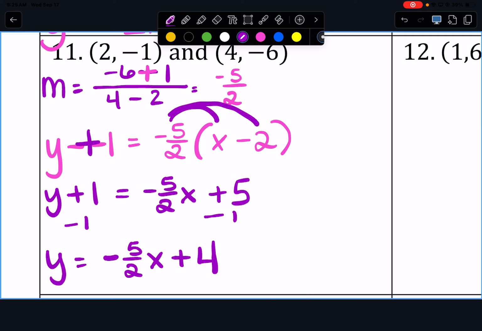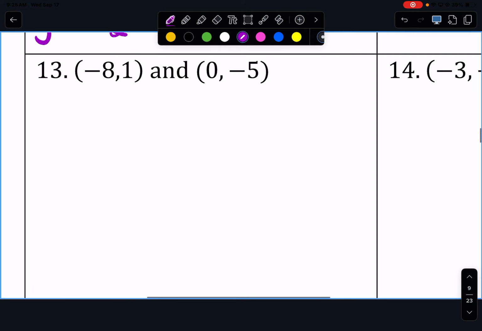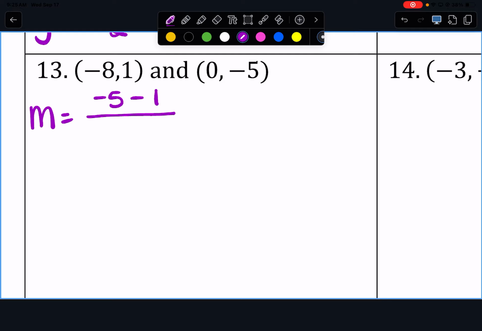All right, and then we're going to do number 13. So we're going to do M equals, what is the numerator going to be? Negative 5 minus 1. And then our denominator? 0 minus negative 8. So what is negative 5 minus 1? Negative 6. And then what is 0 minus negative 8? Positive 8, because when you subtract a negative number, you add.